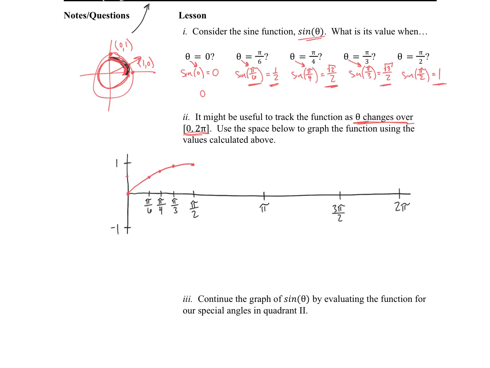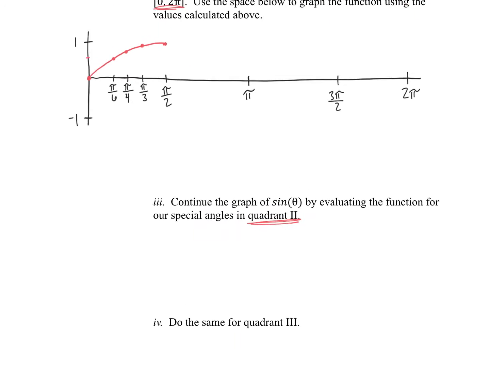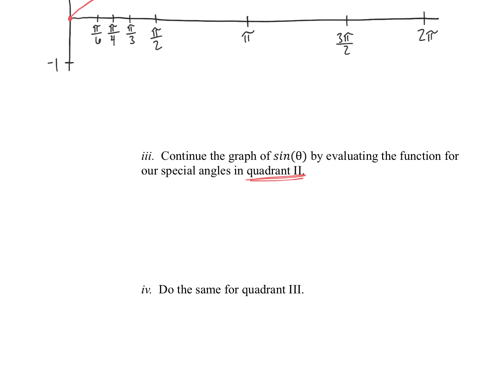And then in part 3, we're asked to continue the graph of sine of theta by evaluating the function for the special angles in quadrant 2. So let's take a look at the angles in quadrant 2. So I've gone ahead and written down the special angles in quadrant 2. We've got 2 pi over 3, we've got 3 pi over 4, we've got 5 pi over 6, and then of course we've got pi there.